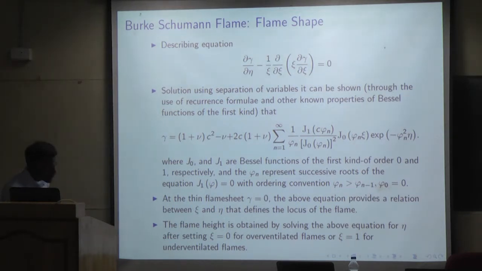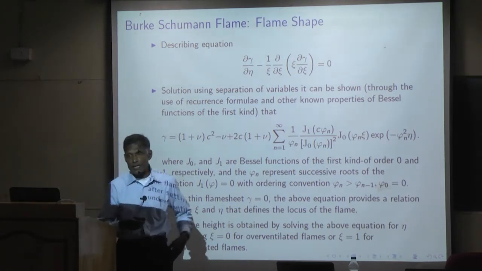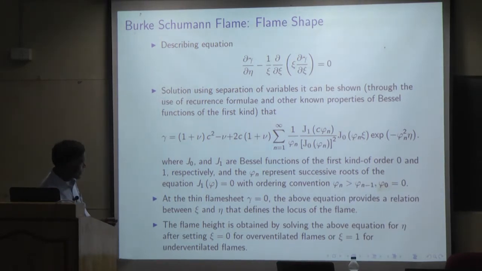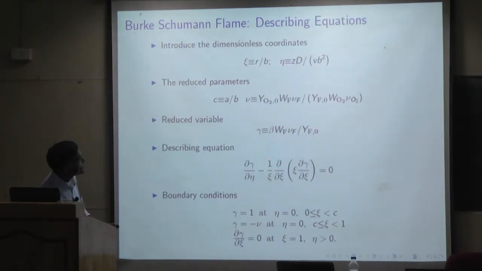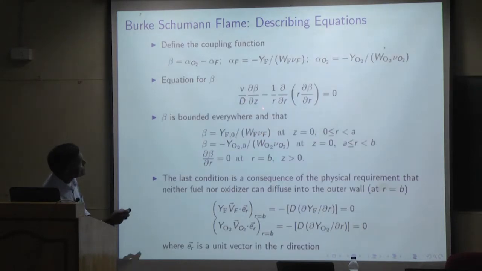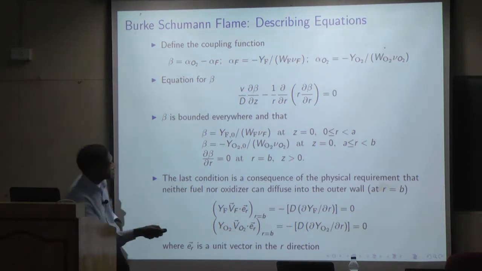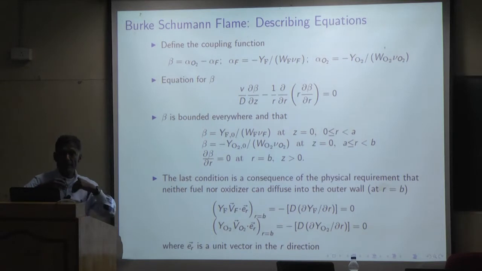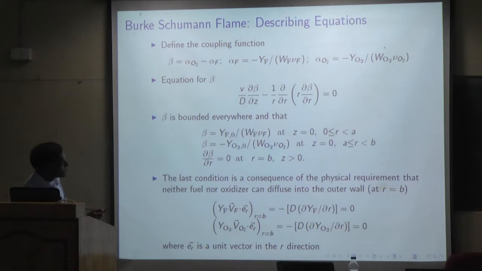Now the aim of this work is to predict the flame shape and the flame heights. That's the ultimate aim. If you go back to this here, you can see that beta is this coupling function alpha 0 and alpha f. Now at the flame sheet, both the concentration of the fuel as well as the concentration of oxygen is 0, because of the large Damköhler number limit. Therefore, the contour of the flame is given by setting this beta equal to 0.